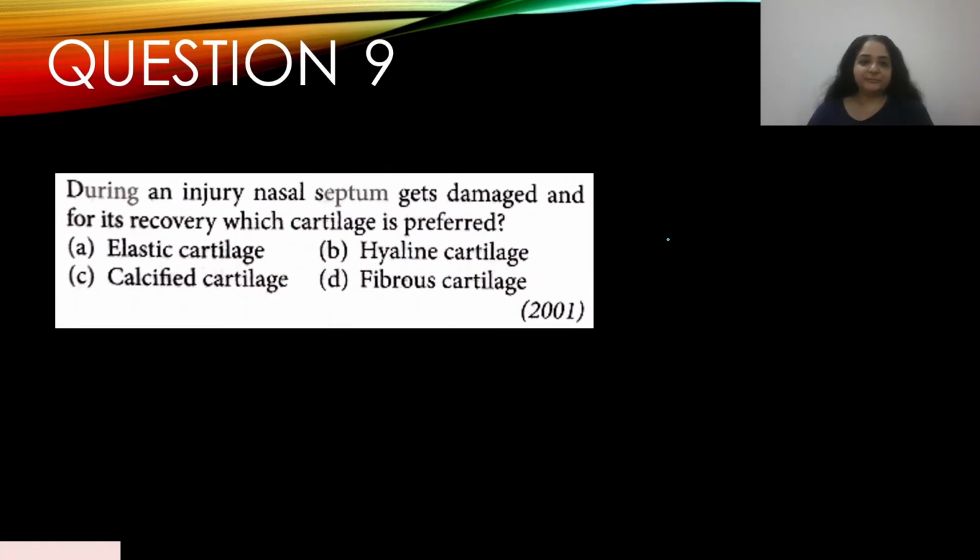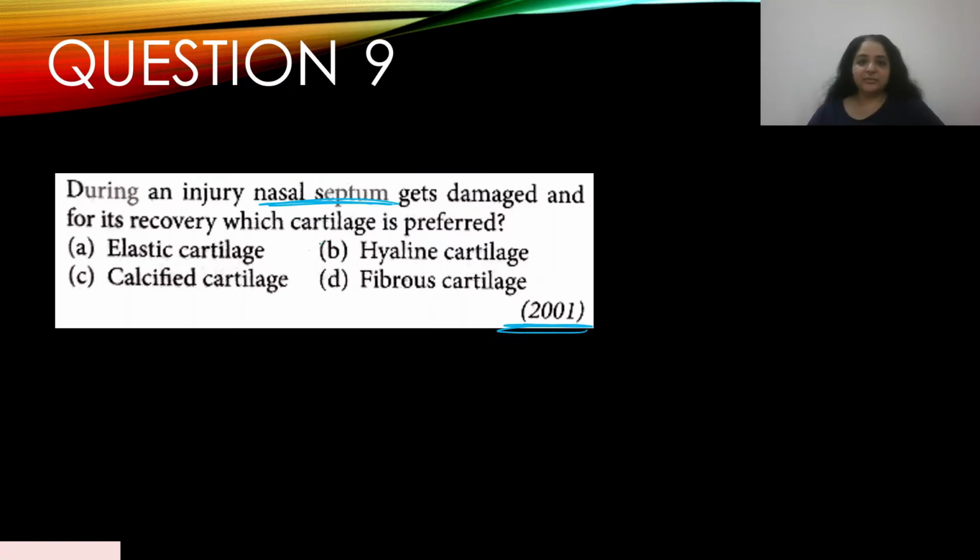Question number 9. During an injury, nasal septum gets damaged, and for its recovery, which cartilage is preferred? This appeared in 2001. So you have A, elastic cartilage, B, hyaline cartilage, C, calcified cartilage, and D, fibrous cartilage. So nasal septum is damaged. Basically they are just asking what kind of cartilage is present in nasal septum. That's what they want to know. So that's how you can recover that cartilage, right?